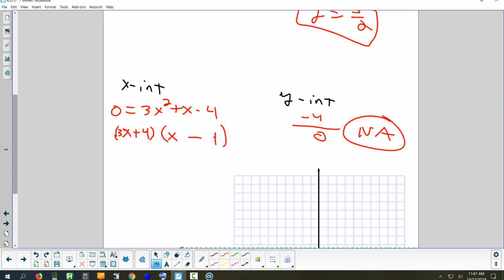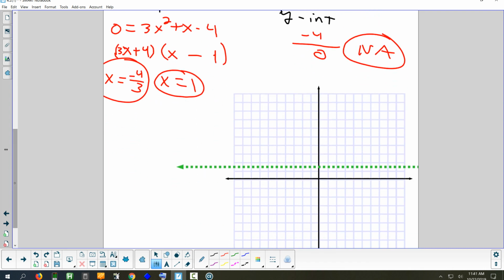Okay. So that means this graph is going to have 2 x-intercepts. It's going to cross the x-axis in 2 different spots. This one is x equals 1. And this one is x equals negative 4/3. So x equals 1. Negative 4/3 is, what, like negative 1.3? So right about there. So it could kind of come up like a parabola and back down. We don't know. Let's see what happens.